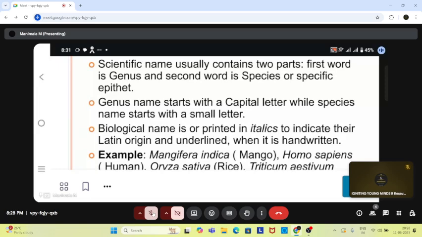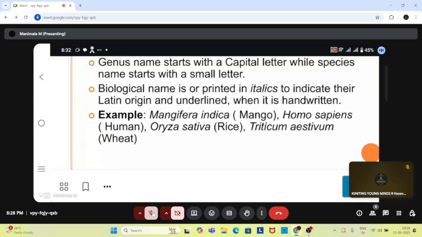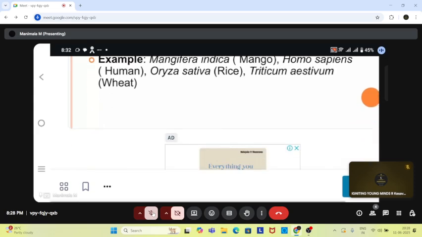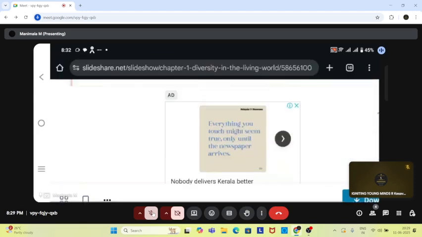One more thing, to avoid confusion, once the naming is completed, next to the genus and species we have to add the scientist's name also. For example, Linnaeus is written as Linn. The short form we need to mention next to the genus and species of that particular plant. For example, Mangifera indica is mango, Homo sapiens is human, Oryza sativa is rice, Triticum sativum is wheat. These are some of the examples.